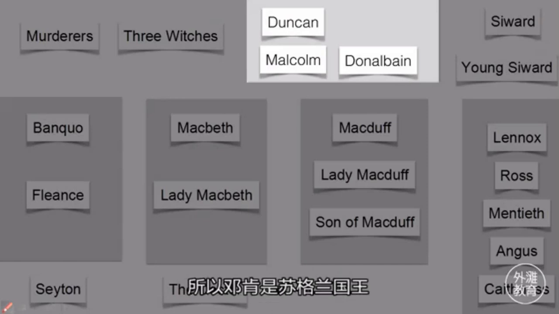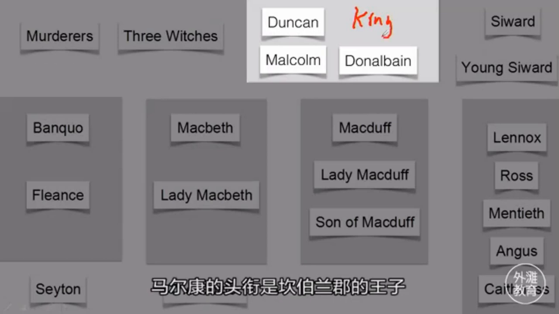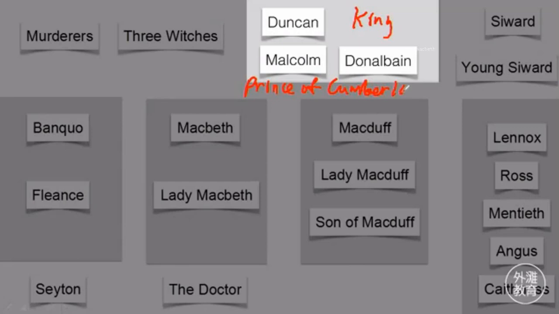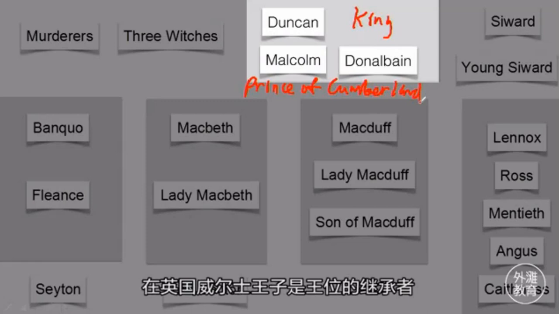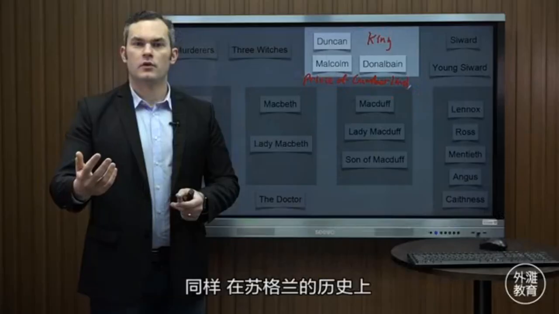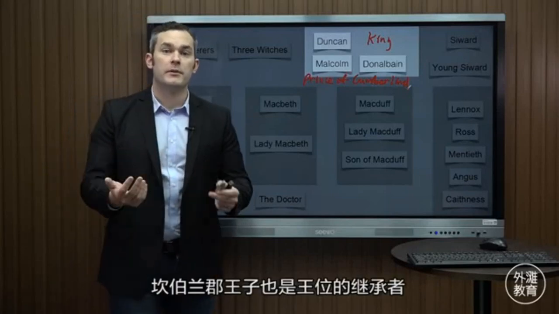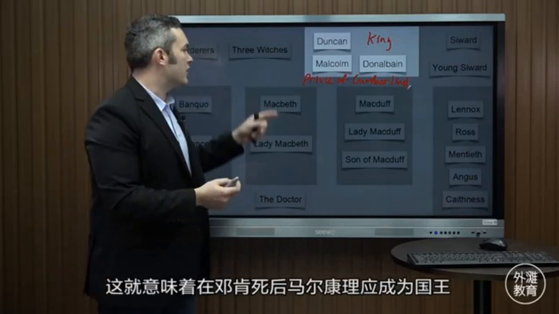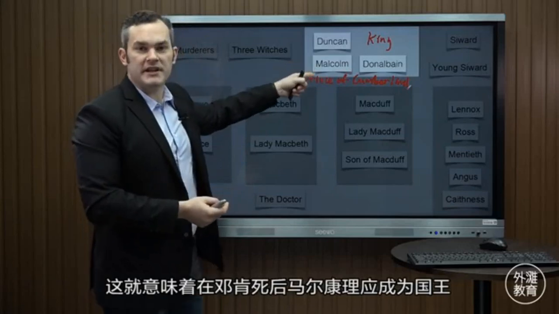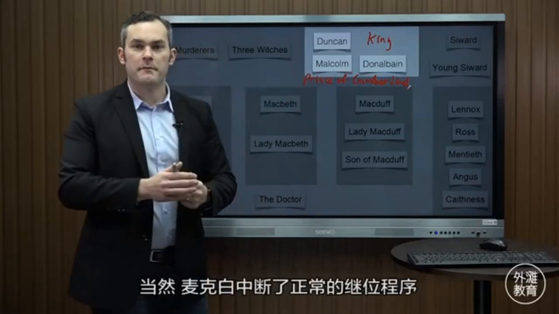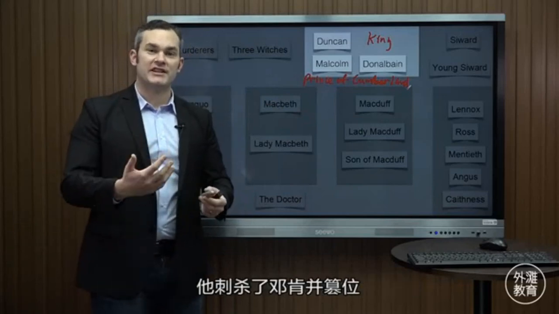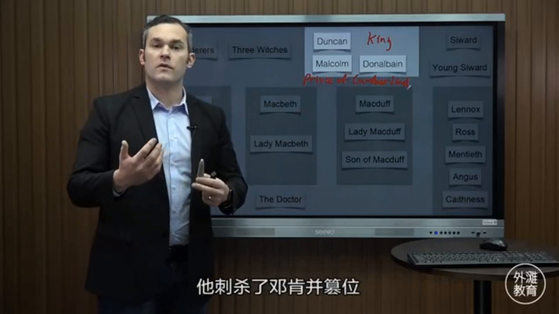So Duncan is the King of Scotland. Malcolm has a title, Prince of Cumberland. Now, you may have heard that for the English royalty, the Prince of Wales is the heir to the throne. Well, in Scottish royal history, the Prince of Cumberland is the heir to the throne. And for Malcolm, this means that he is supposed to be king when Duncan dies. Of course, Macbeth interrupts that process by killing Duncan and taking the throne for himself.